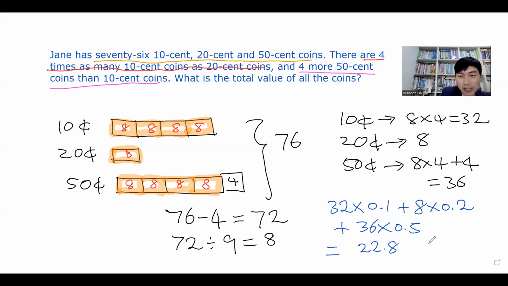And boys and girls, please remember, when we need to write an answer in dollars and cents, do give 2 decimal places. So therefore, the final answer should be $22.80. All right. So that's all. That's how we do this question.